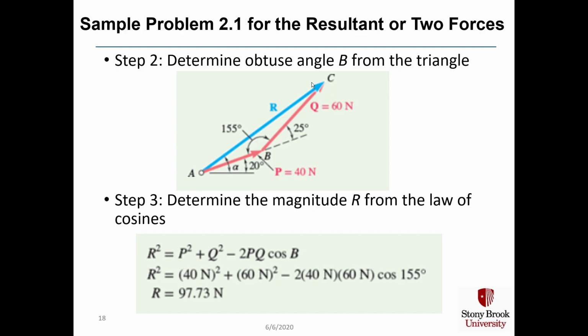So now we can determine the magnitude of R from the law of cosines, because we know two sides of a triangle and we know the angle that is opposite vector R. So we apply our law of cosines and we see that R squared equals P squared plus Q squared minus 2PQ times cosine of beta. And we just plug in some values where P was 40 newtons, Q was 60, and beta is 155 degrees. And we punch buttons on our calculator and find that R equals 97.73 newtons.